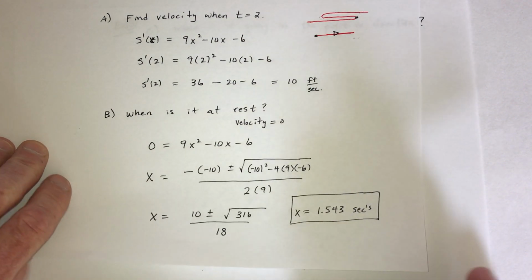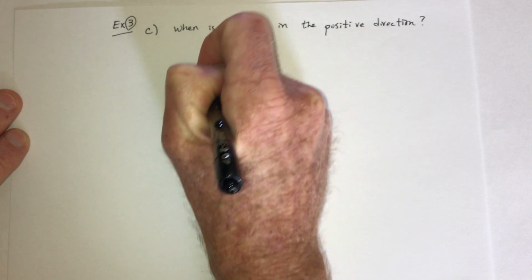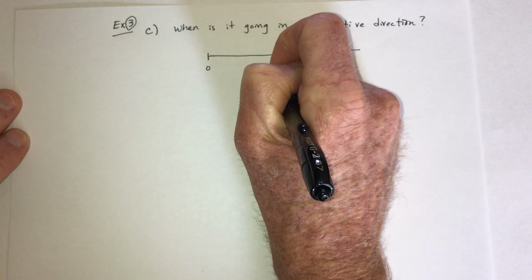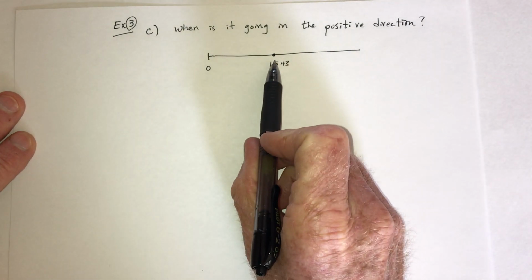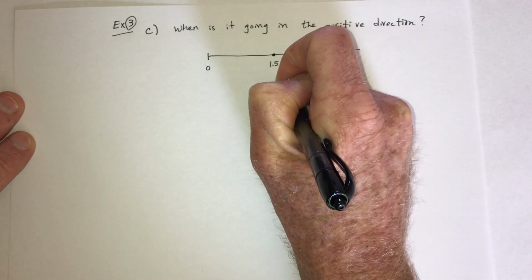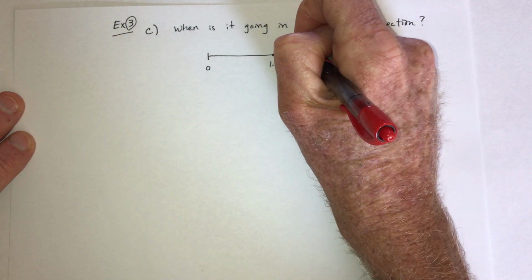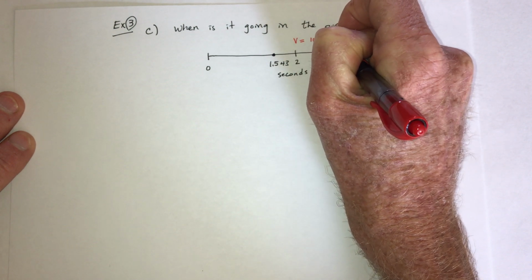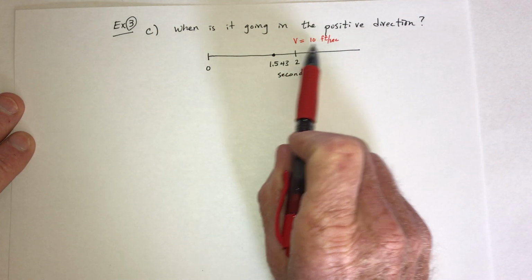So, basically, on a timeline, this would be 0, and then let time go on. And I found out that at 1.543 seconds, that's when it's at rest. And at 2 seconds, so all of this is time down here, at 2 seconds, the velocity was equal to 10 feet per second. So it seems like over here, with a positive velocity, this is going forward.